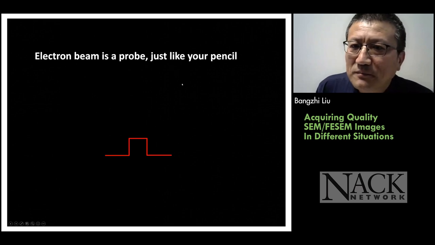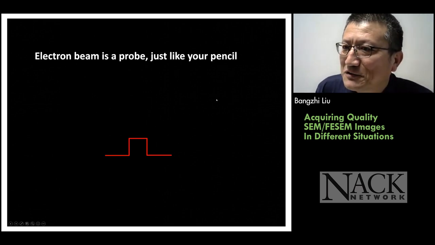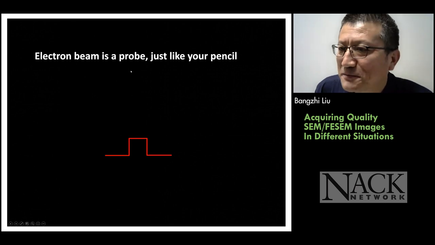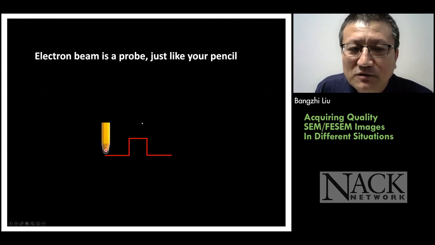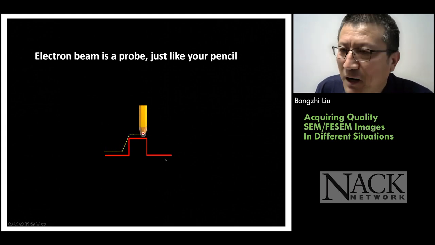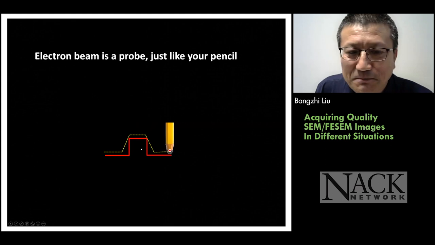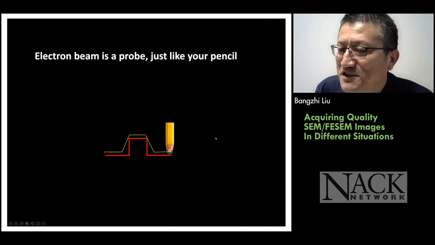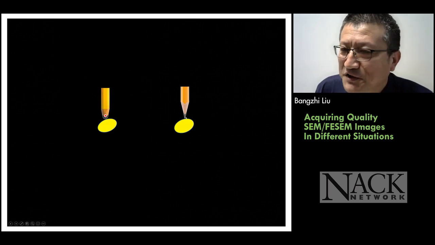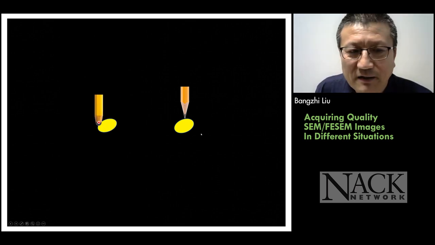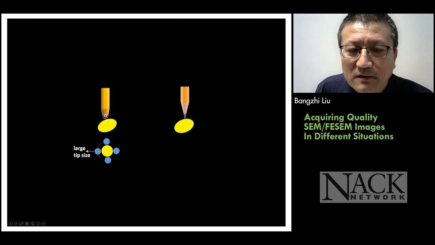So I want to use a pencil, because the actual beam is like a probe. You have a pencil like this, and then you drag the pencil across a bump. The profile is actually your image. Let's compare a blunt tip and a sharp pencil and see what difference it makes in the profile.